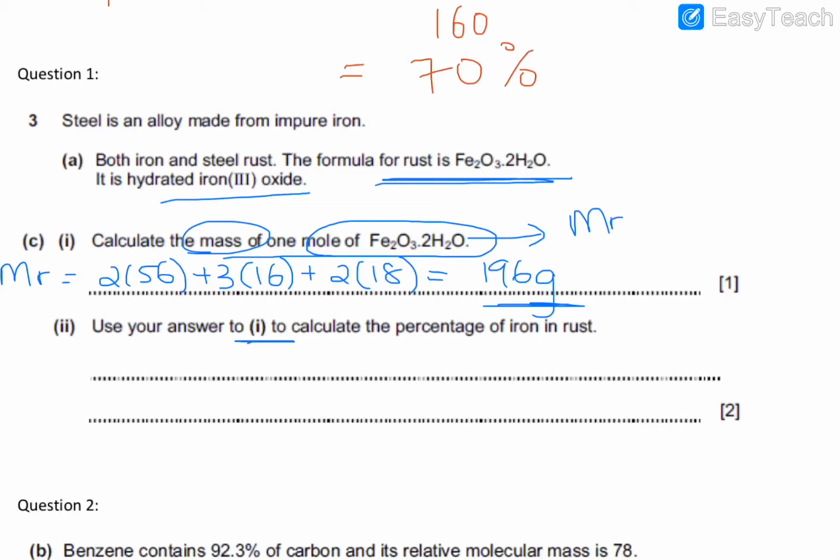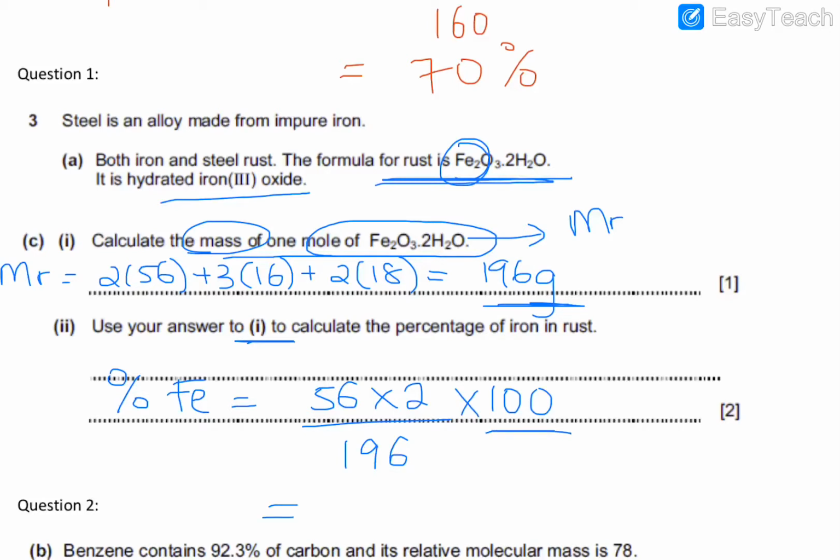Use your answer in part 1 to calculate the percentage of iron. So percentage of iron will be the AR of iron times how many ions you have, so there's 2, divided by the MR of the molecule. Then times 100. Please don't forget that it's a percentage. So times 100, that gives me 57.1%.